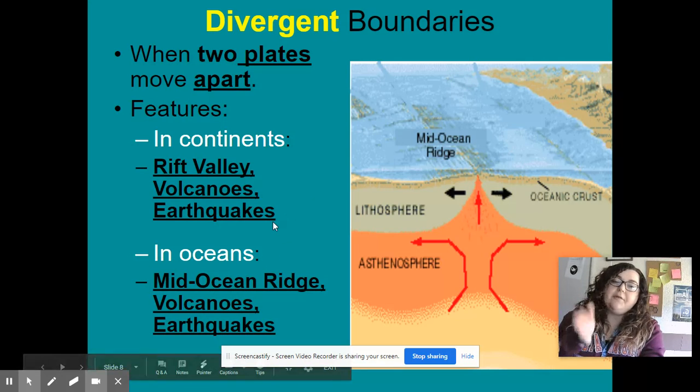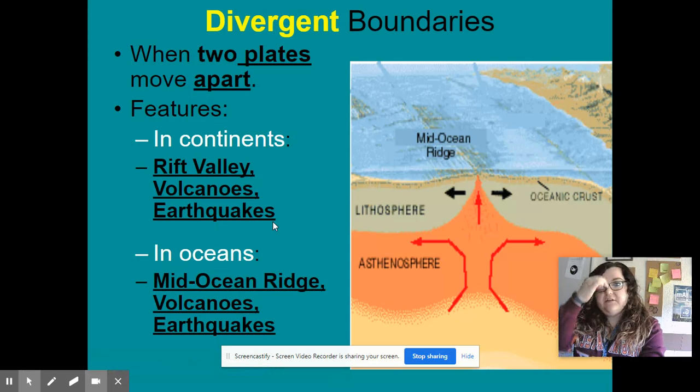It's not like in the middle of the continent, but it's still a pretty good chunk of land. The other type of divergent boundary is going to be in the oceans. And we did talk about this because it was one of the main ocean floor features. And this is going to be a mid-ocean ridge.